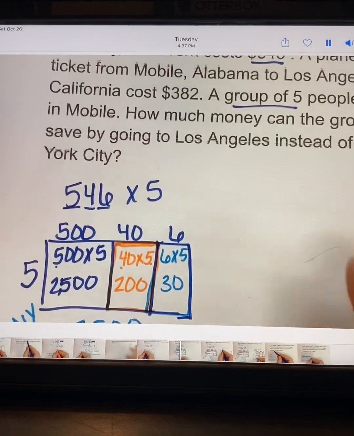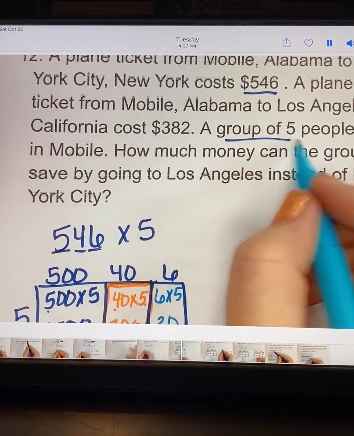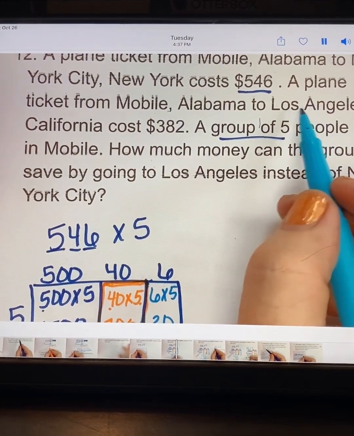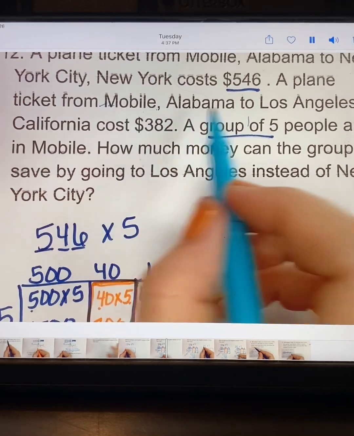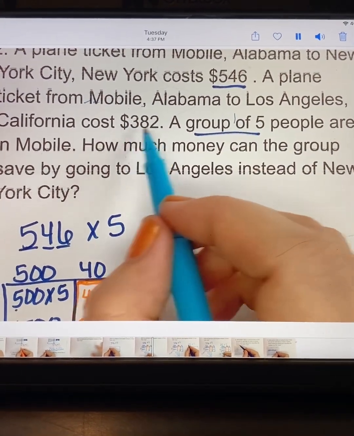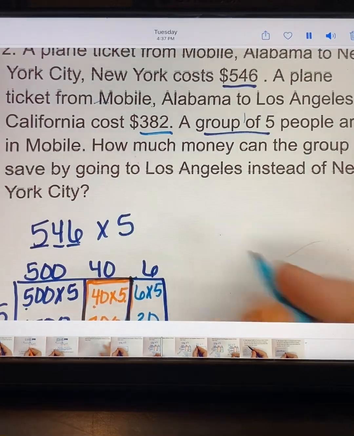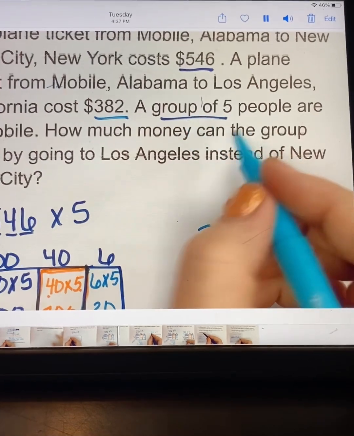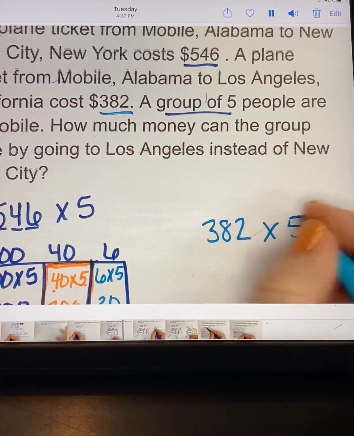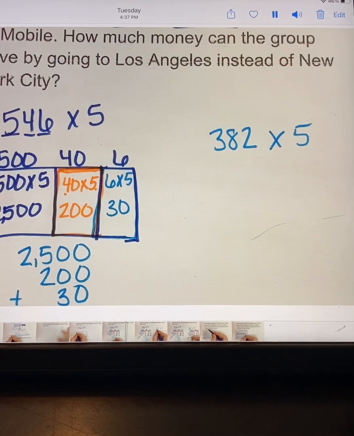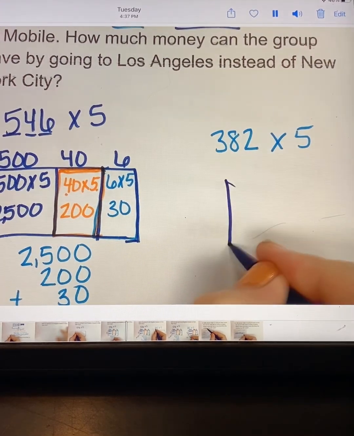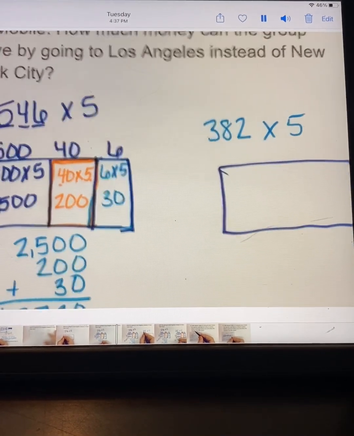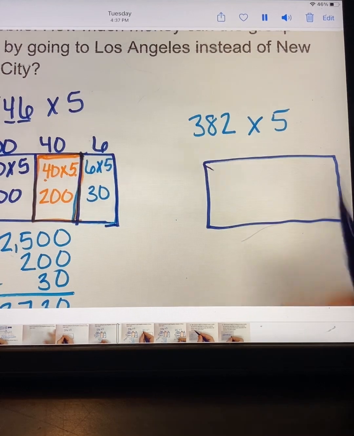Okay, now we need to know how much it would cost those same 5 people to go from Mobile to Los Angeles. And it says a plane ticket from Mobile to Los Angeles costs $382. So we have $382 and we have the same group of 5 people, so we're going to multiply that times 5. And let's just use our area model again. It's kind of my go-to. It's the one I like the most. Now, like I said, if you'd rather do partial product, do partial product.